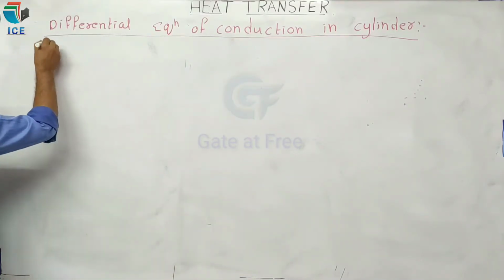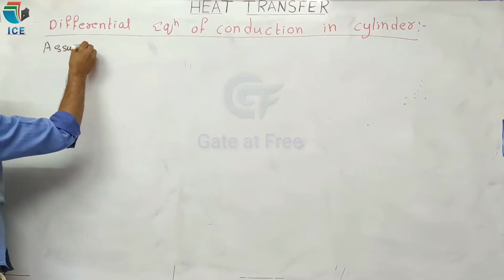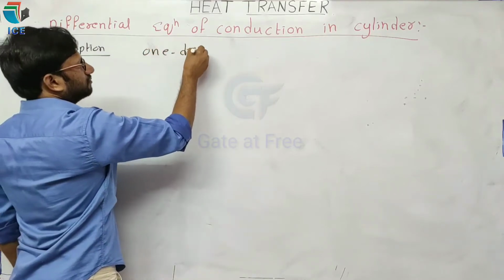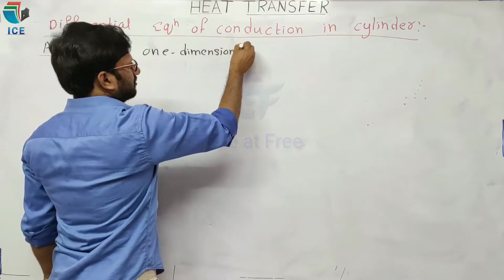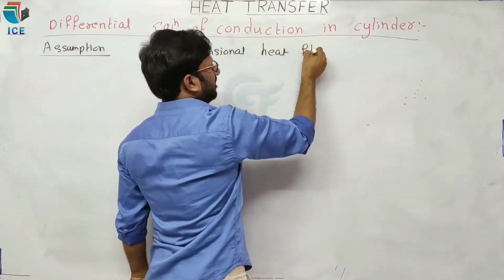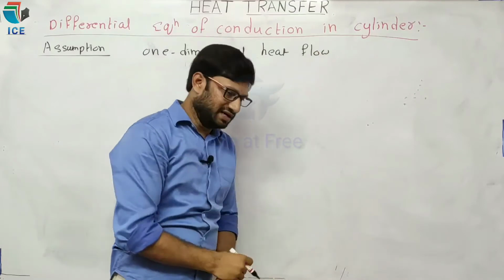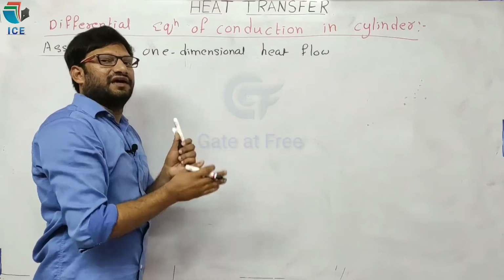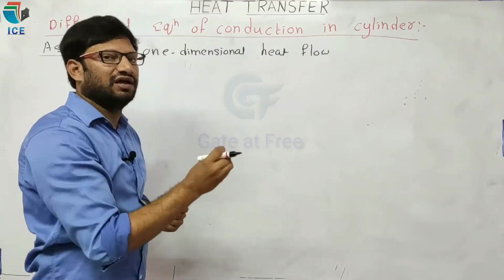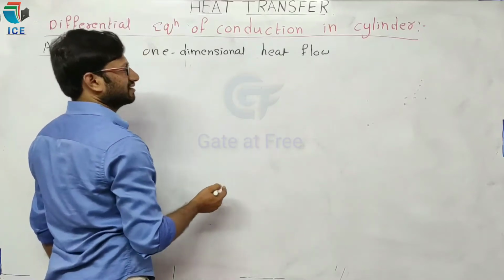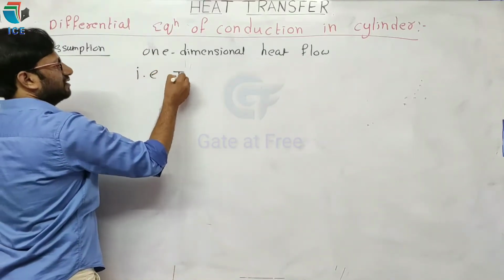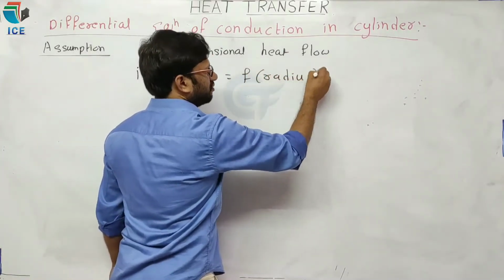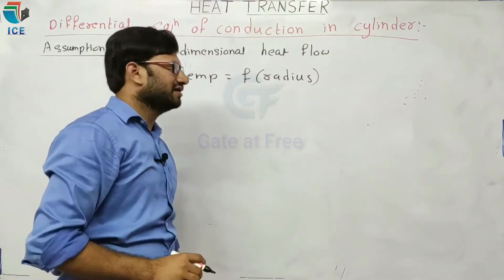Now, the assumption: one dimensional heat flow. One dimensional heat flow means the heat flows only in the radial direction of the cylinder. That is, the temperature is only a function of radius. One dimensional heat flow. Okay, right.